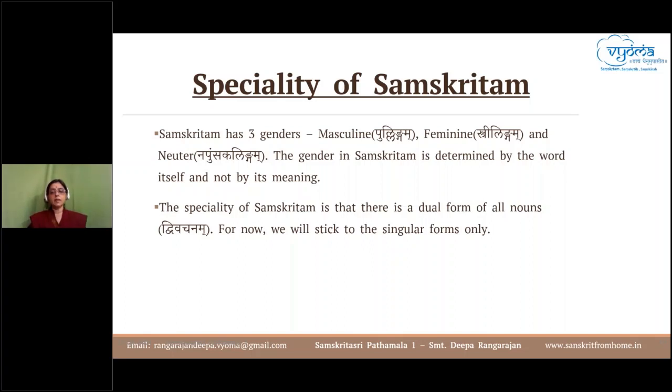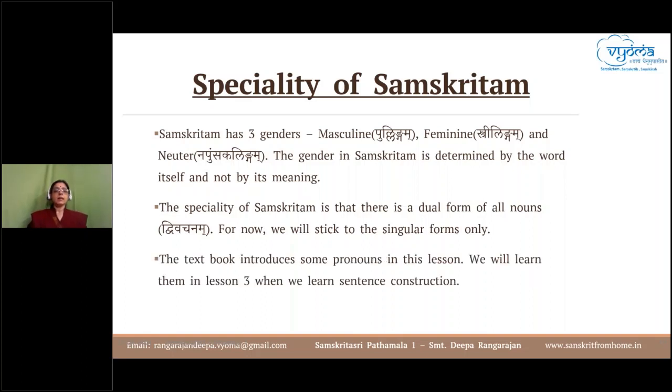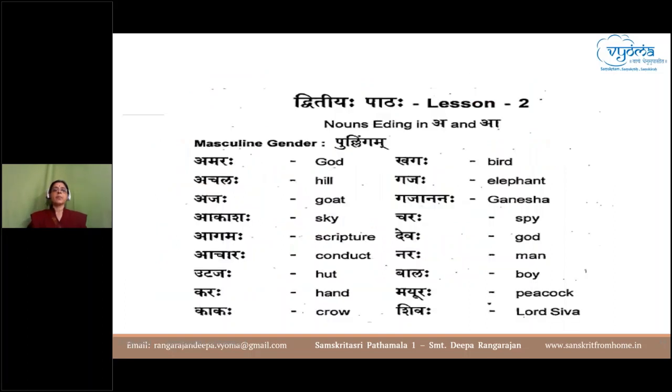The nouns we are going to learn, at least for the first few lessons, will be only the singular forms. In the textbook in lesson 2, there are some pronouns which are introduced, but I thought it would be better if we learn them in lesson 3, where we are going to construct some sentences. For now, we will just see some nouns which are in Pullingam, Strilingam and Napumsakalingam. They are classified according to the linga. Let us just familiarize ourselves with some words. So here are some Pullingam words.